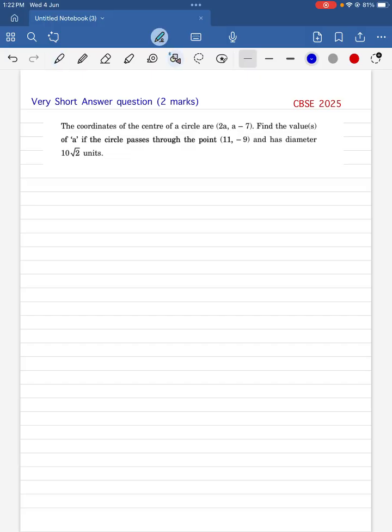Now for you to understand, I'm just making a rough sketch of a circle. Okay, and I'm going to mark the center of the circle O with coordinates (2a, a minus 7). So this is (2a, a minus 7). And I'm also going to mark another point P on the circle, which has coordinates (11, minus 9).